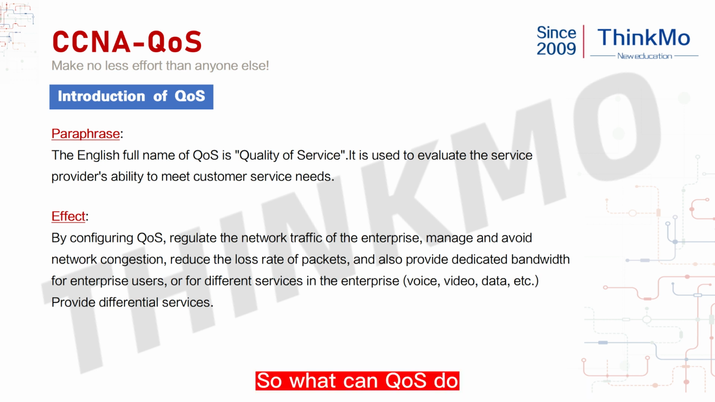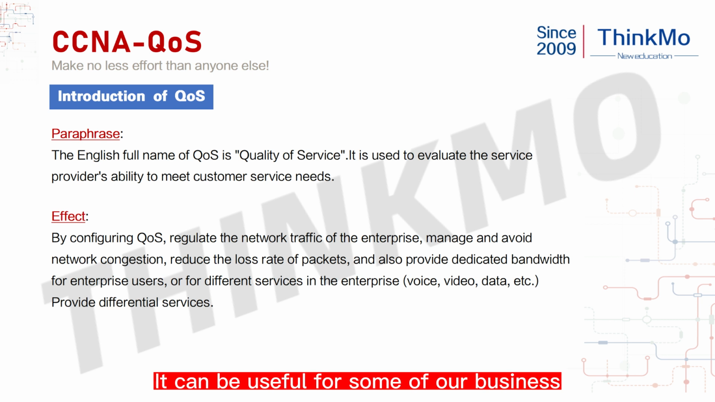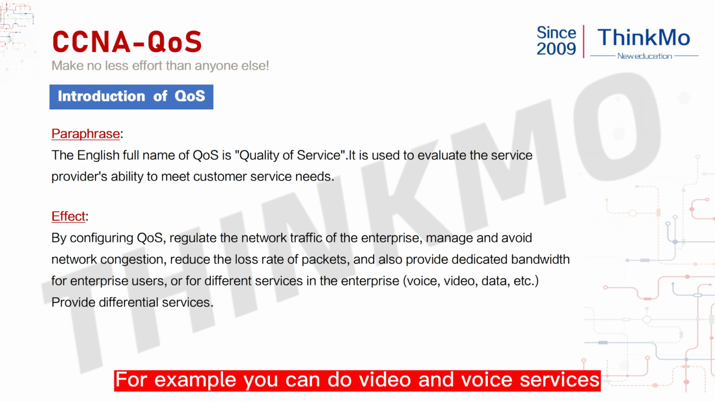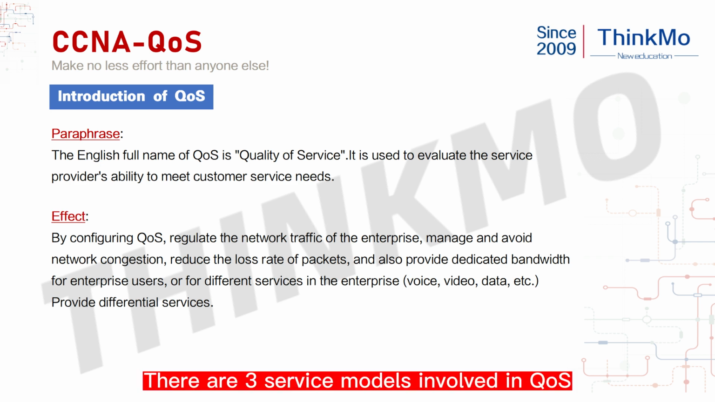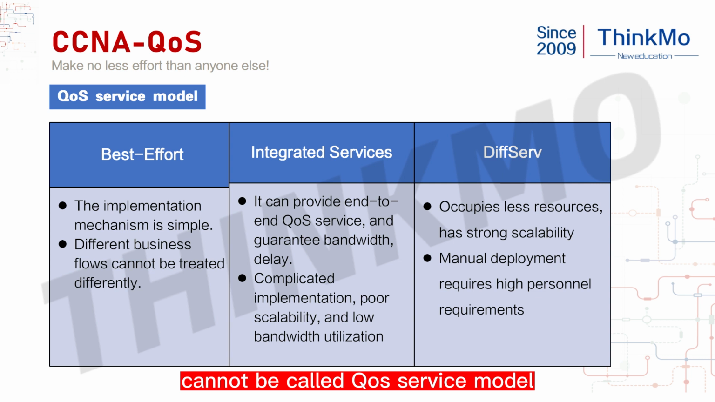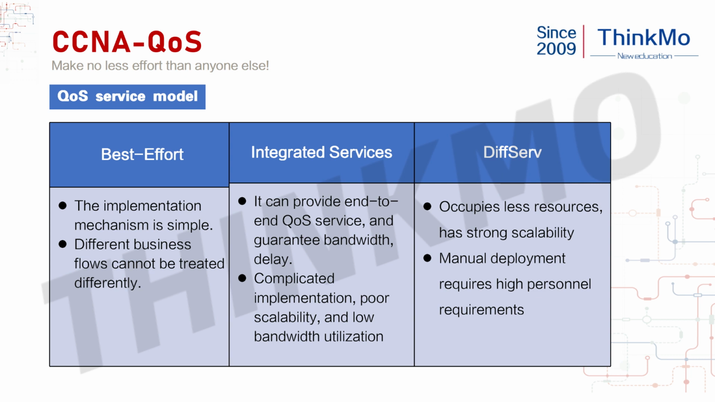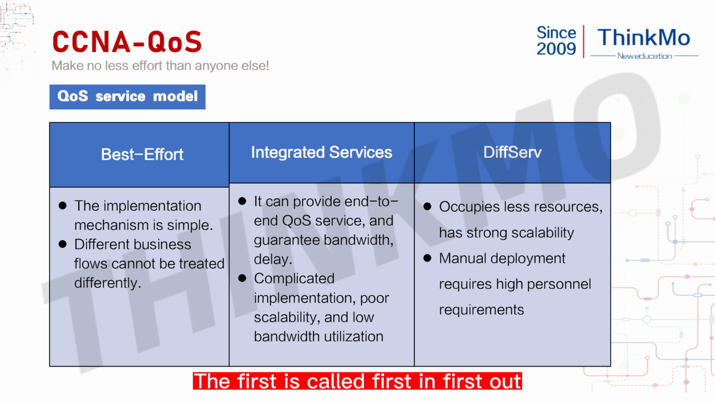So what can QoS do? It can be useful for some of our business. For example, you can do video and voice services, give them their own strategy, and implement their priority forwarding. There are 3 service models involved in QoS. The first is called first in, first out. First in, first out. This is your traffic: what comes in first goes out first, and the last one stays at the end of the line.